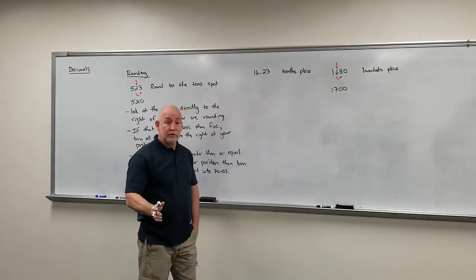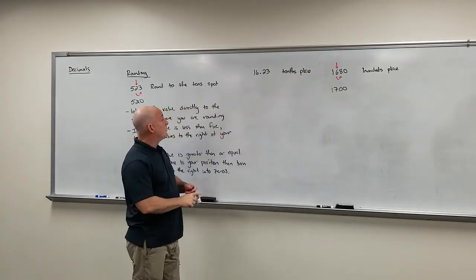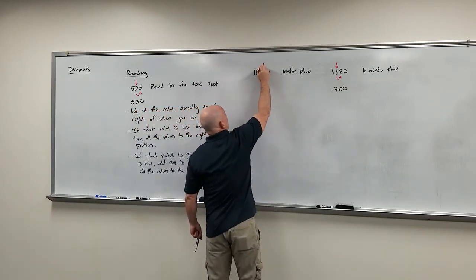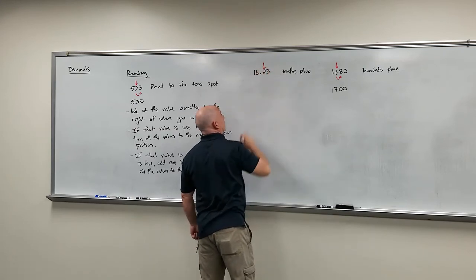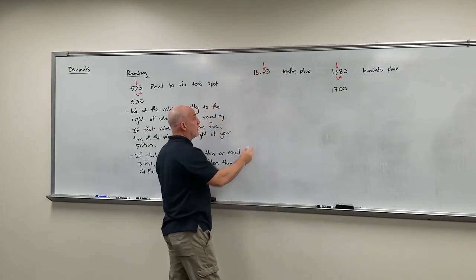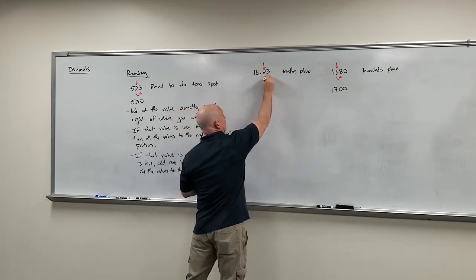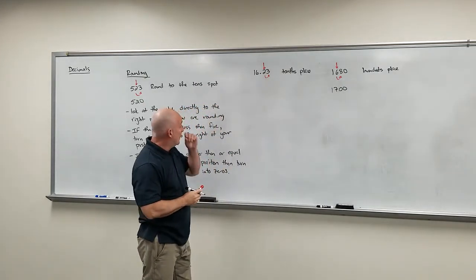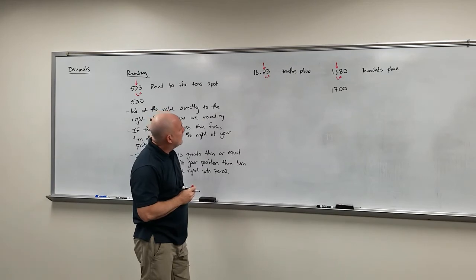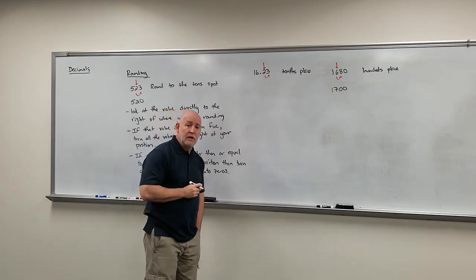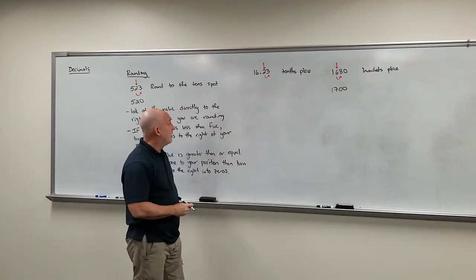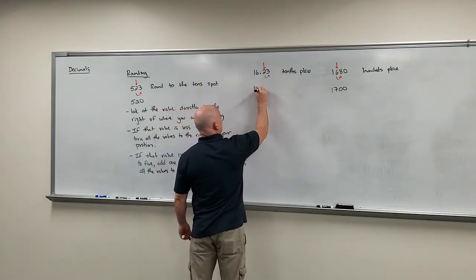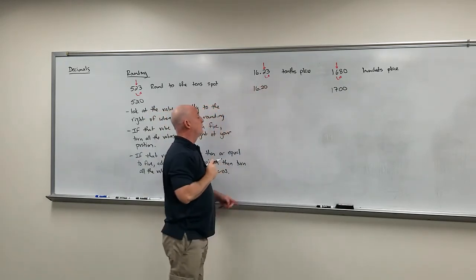So the rules don't change here. All we do is look at the place that we're rounding to. So the tenths place, there's currently a 2 in that position. So to round to the 2, we've got to look to the position to the right of it. So that 3 is going to determine how we round this. Is the 3 greater than or equal to 5, or less than 5? Well, in this case, it's less than 5. So we don't change our number, and we just make everything else zeros.